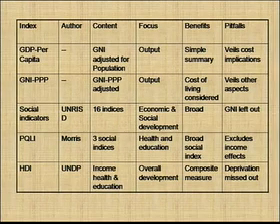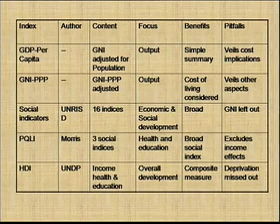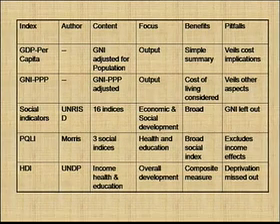Now what is the focus? Focus is output. Focus is income. Focus is material world, material development, material benefits. So that's the focus. The benefit is that it's simple. It's not complicated. All countries are measuring their GDP. You divide it by the population and you get the per capita GDP. Take the population growth out, you get the adjusted GDP. It's easy.